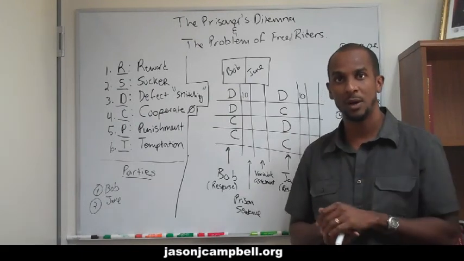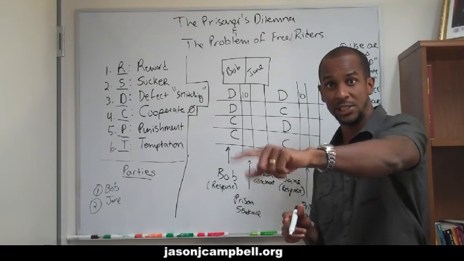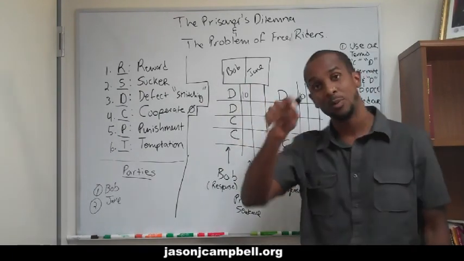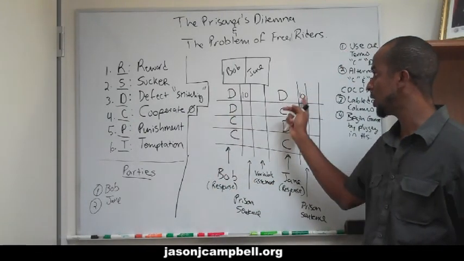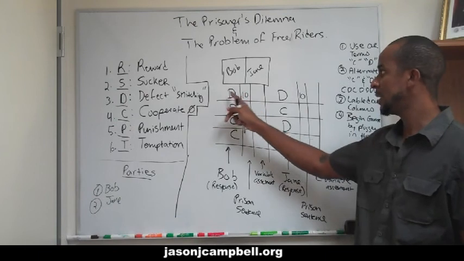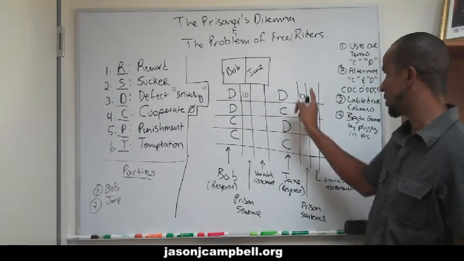And when questioned about their participation in this act, Bob said, hey, Jane was there, she did it. And Jane said, hey, Bob was there, Bob did it. It was Bob's plan, it was Jane's plan, and so on. If they both snitch on each other, then Bob gets a 10 year prison sentence, and Jane gets a 10 year prison sentence.